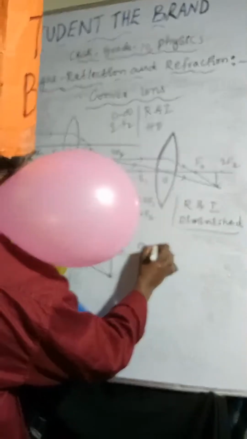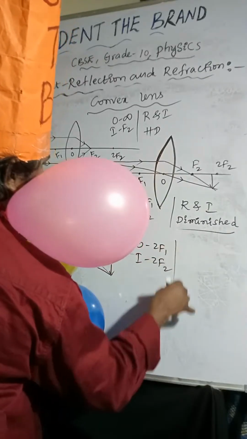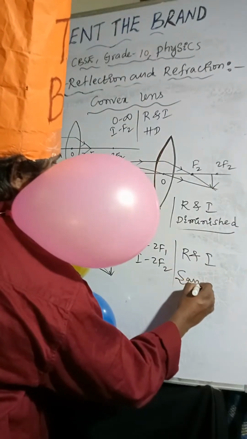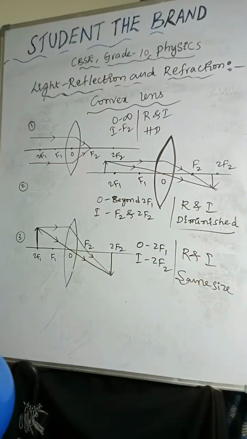Object is placed at 2F1. Image is forming at 2F2. Nature of the image is real and inverted. Size of the image is the same size.